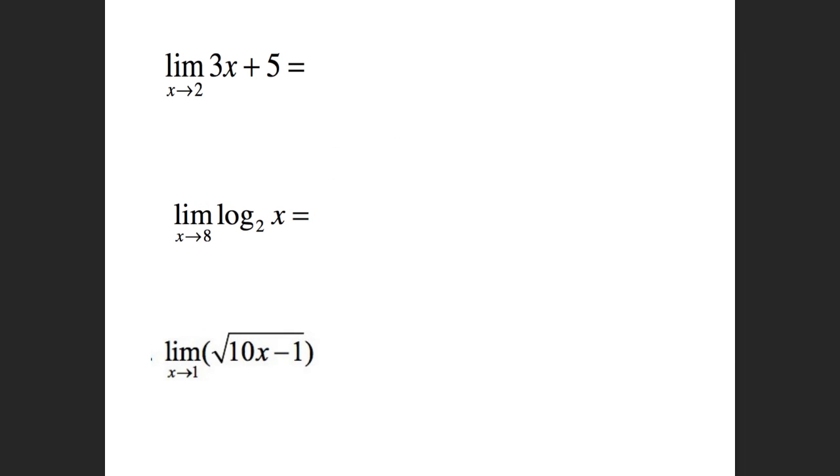All right. What is each one of these limits? Well, when we find limits, we always use substitution. That is our first step. So if I put 2 in here, I get 6 plus 5, that's 11. If I put 8 in here, do you know what the log base 2 of 8 is?